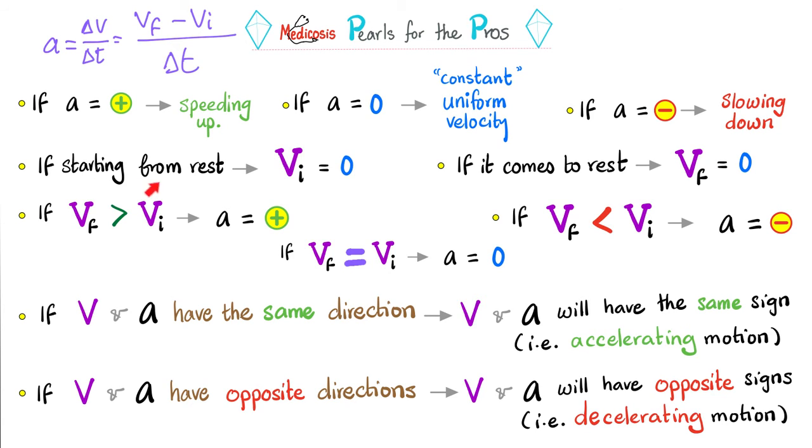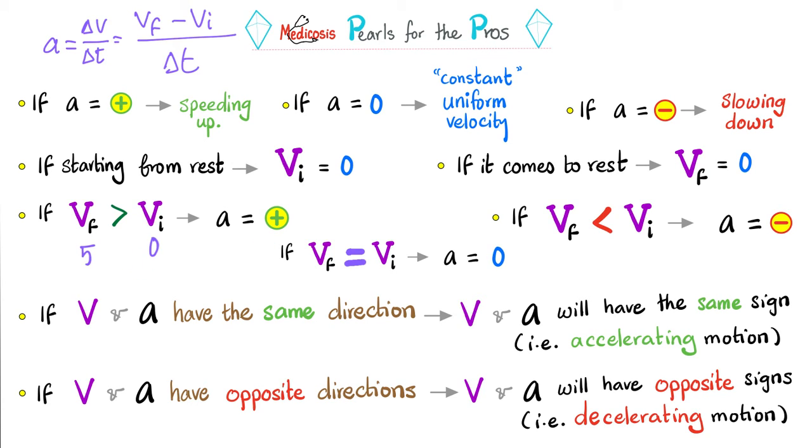If you are starting from rest, of course, during rest, the initial velocity is 0. So VI is 0. But if you're coming to rest, which means your initial velocity was something, but your final velocity is 0. So if my final velocity exceeds the initial velocity, it means that I'm speeding up. For example, I went from 0 meters per second to 5 meters per second. Since the final velocity is greater than the initial velocity, I am speeding up from 0 to 5.